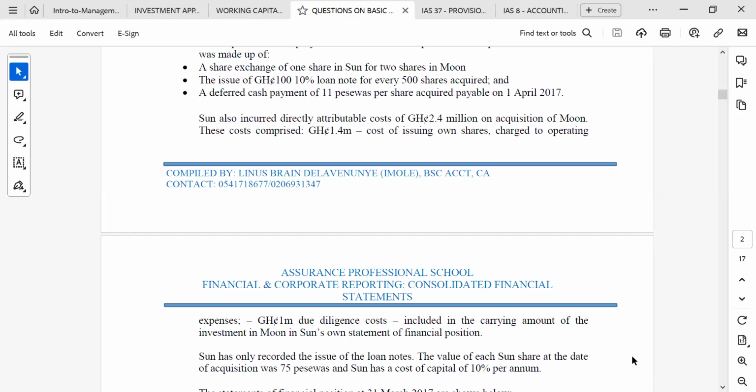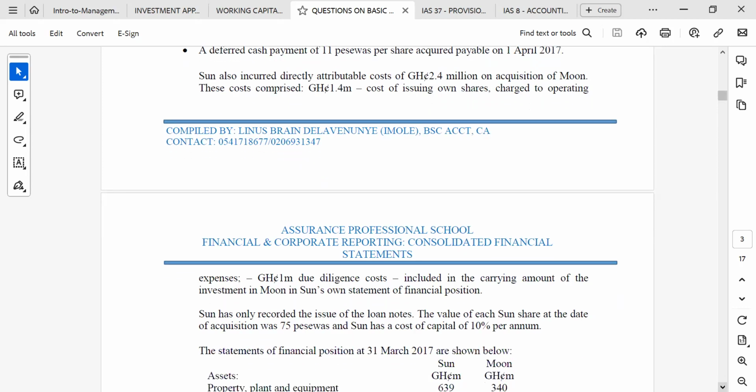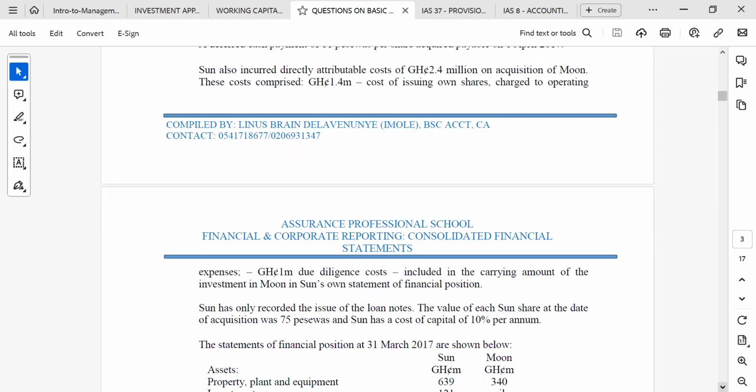Yes, sir. Okay, so these shares will be given to them at what price? Look down, before the statement of financial position. What can you see there?